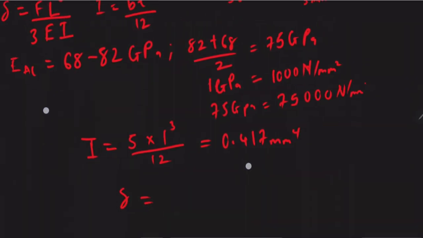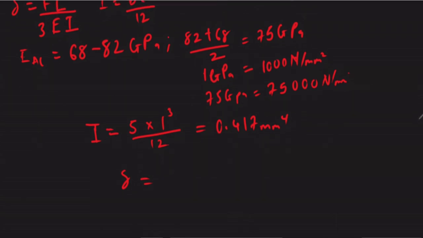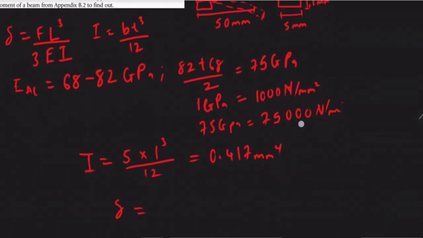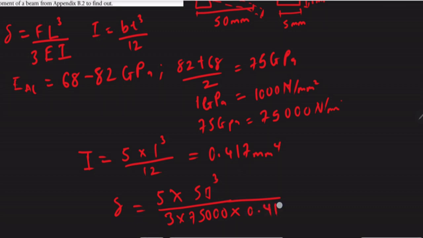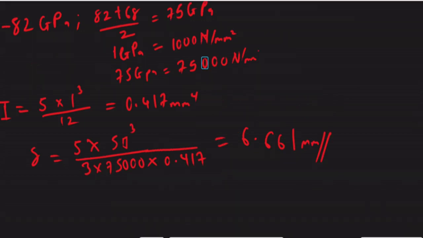And your deflection is now giving us F, our force that is acting on the beam, which is 5 newtons, times L, the length of the beam, which is 50 raised to the power 3, divided by 3 times our E, which is the Young's modulus, 75,000, times I, which we have already calculated as 0.417. This will now give us 6.6 millimeter as the deflection. So the deflection will now give us 6.661 millimeter.